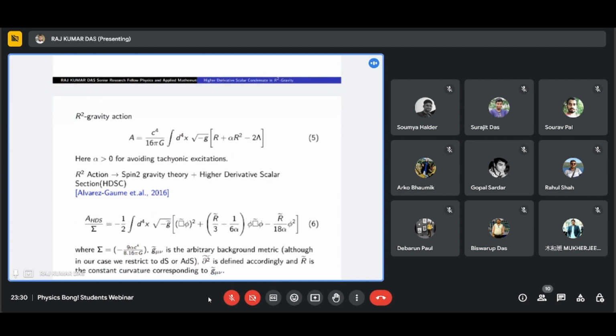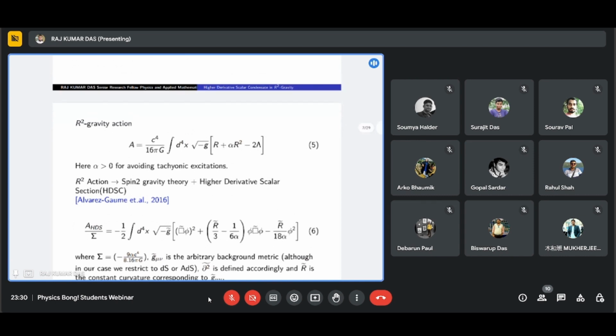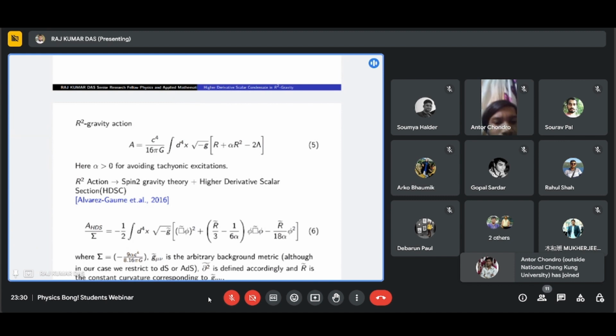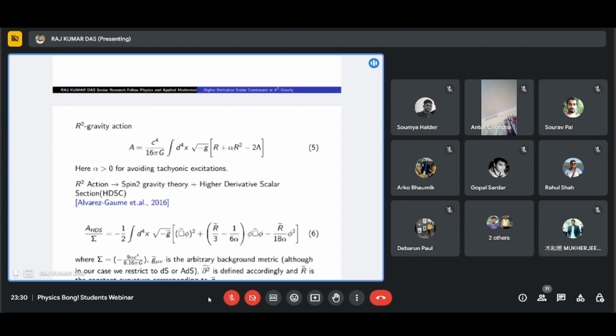This higher derivative scalar action, if you want to focus more on the point, you can visit the Alvarez Gomez 2016 paper. Actually, here we will use the gravitational perturbation approach. We split our metric as g_mu_nu equals the background metric plus a fluctuation term called h_mu_nu. From that h_mu_nu, if you calculate root minus g in the action from the R squared part and the R part, you will also get higher derivative connections, and you will collect this higher derivative scalar condensate and work on it.